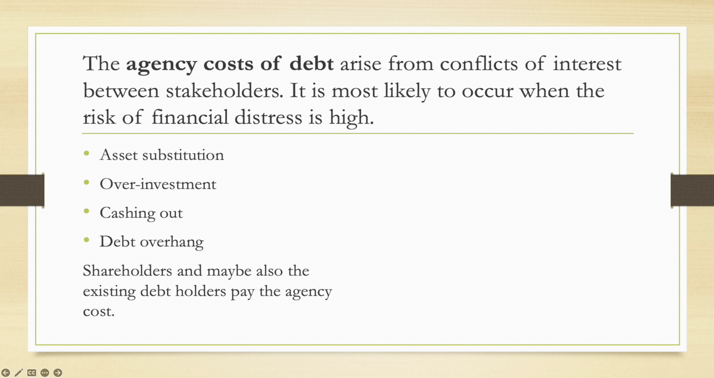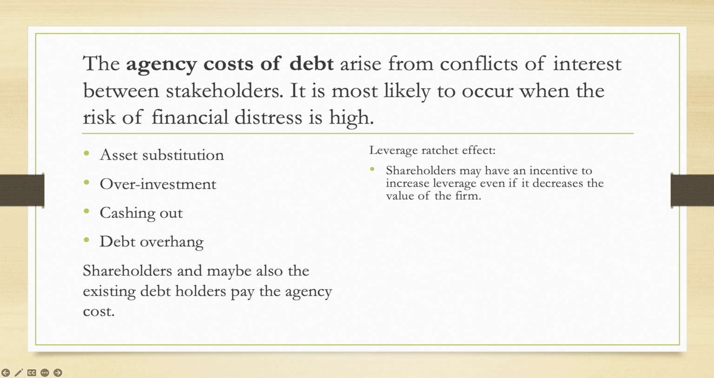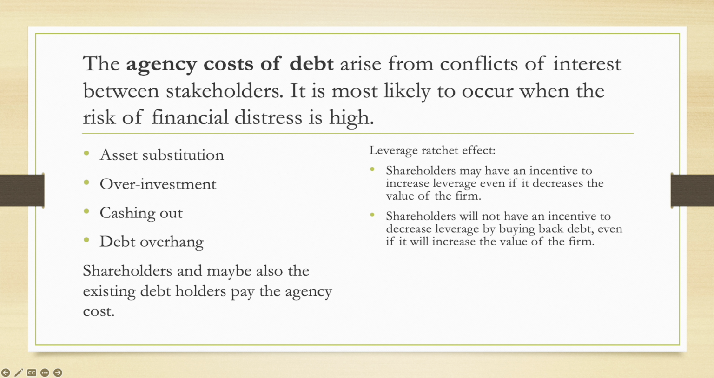holders. Just like the indirect costs of financial distress, the agency cost of debt is paid by the shareholders and maybe also the existing debt holders. The leverage ratchet effect summarizes the observations of agency costs as below. Shareholders may have an incentive to increase leverage even if it decreases the value of the firm. Shareholders will not have an incentive to decrease leverage by buying back debts, even if it will increase the value of the firm.